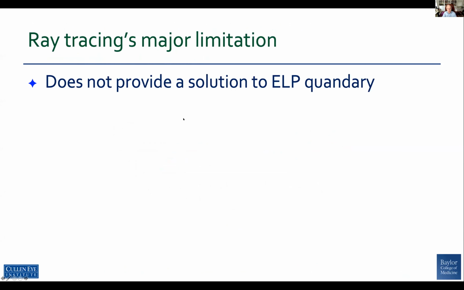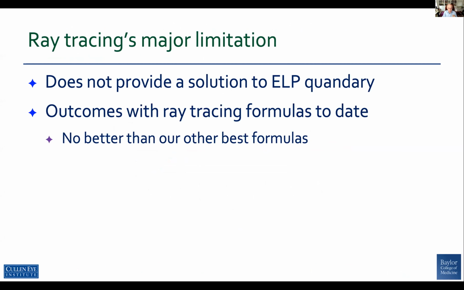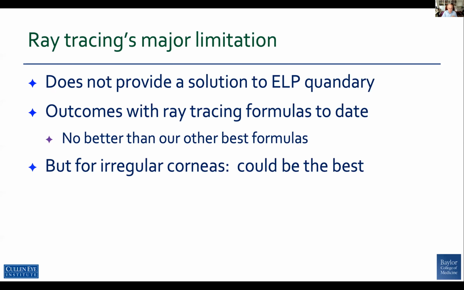But the limitation of ray tracing, and the reason that the Olsen didn't do that better, as we talked about, is ray tracing does not have a magical solution to predicting the effective lens position. So we're still in a situation where we're trying to guess through our own little internal formulas in these formulas how to calculate the effective lens position. So the outcomes of the ray tracing, just as Fernanda showed in her study, are not better than our best formulas. But for irregular corneas, where it takes into account all that irregular topography, I think they have great potential.